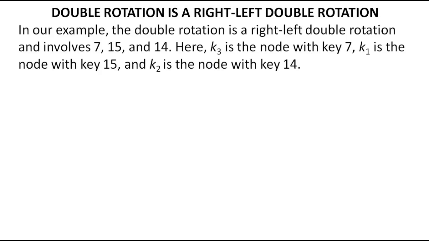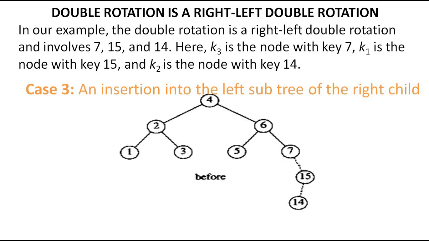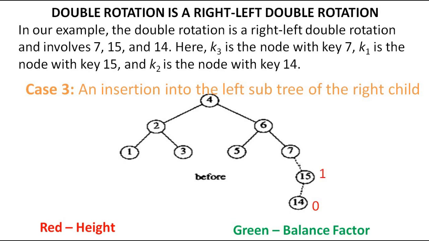Let's check with a small example. When you are inserting a key 7, you never come with any double rotation. But when we are inserting 15 and 14, you will come with the double rotation. For example, let's check the height of the 14 is 0. So height of the 15 is 1. The height of the 7 is 2.